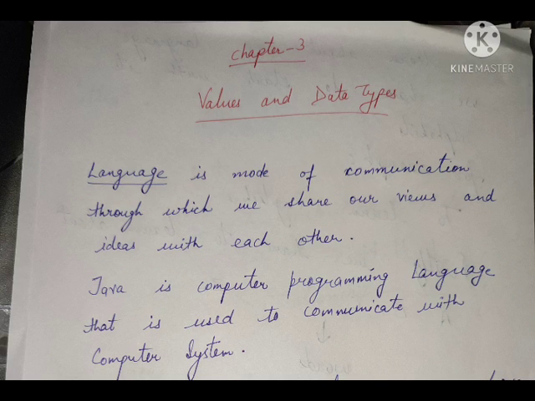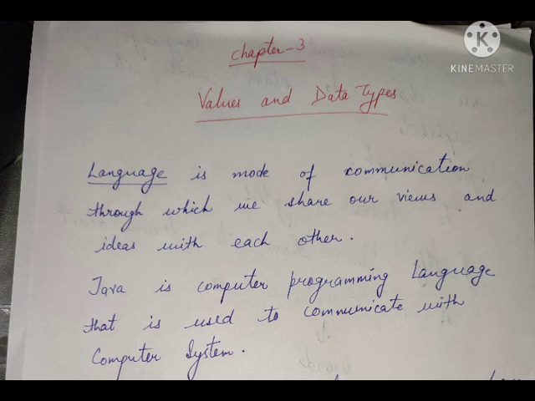Today we are going to start our next chapter, that is values and data types. In this chapter we are discussing the data types of the variables, as well as the values, characteristics and tokens.